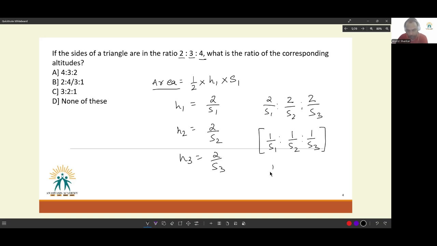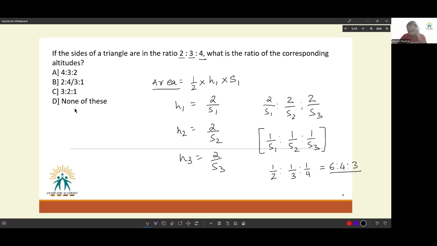So I can break it down as 1 by 2 is to 1 by 3 is to 1 by 4. Now I can simplify this. 12 will be the LCM. So 12 by 2 is 6, 12 by 3 is 4, and 12 by 4 is 3. The ratio of altitudes would be 6:4:3. Now this seems like none of the options match. Answer should be none of these.